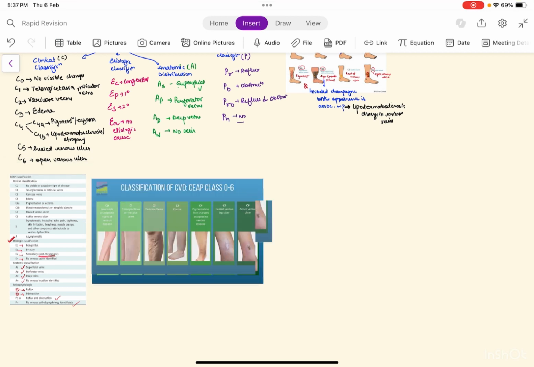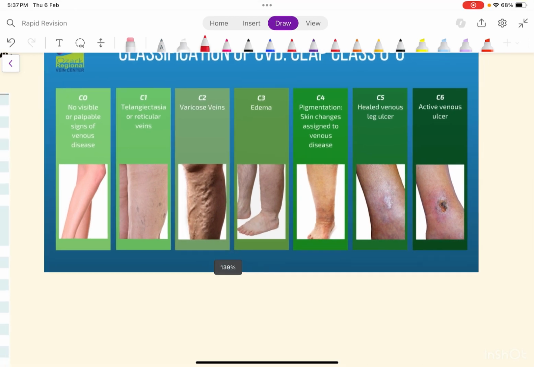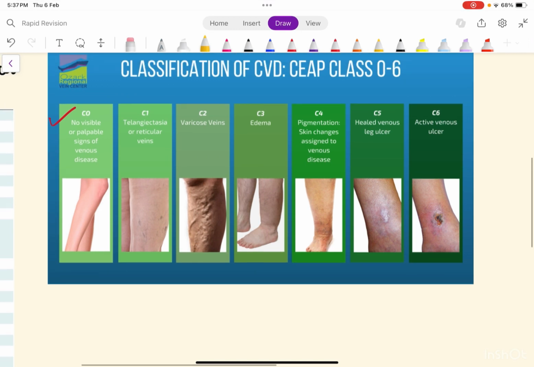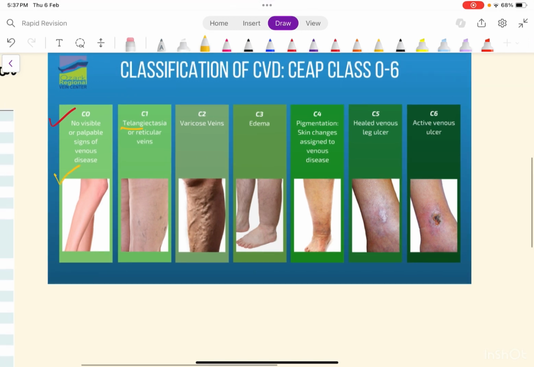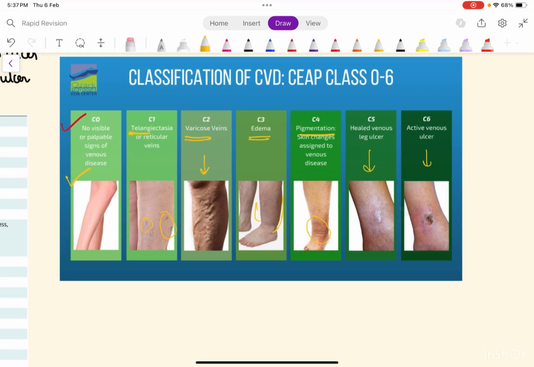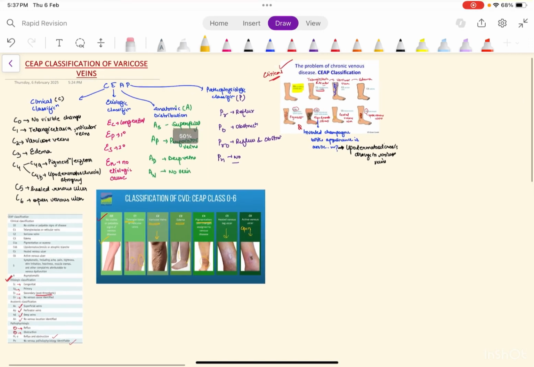This is the diagram which is like in clinical picture if you have to see. Same thing only. So first of all, just revise again. C0, no visible changes, like this is perfect. Then this is perfect, right? Then coming on to C1, telangiectasia, so you can observe here, right? Then we have varicose veins. You probably know varicose veins till now. Edema, this is the edema, right? Then pigmentation, or you can see eczema. So this is it. Then healed venous ulcer and active venous ulcer, basically open venous ulcer.